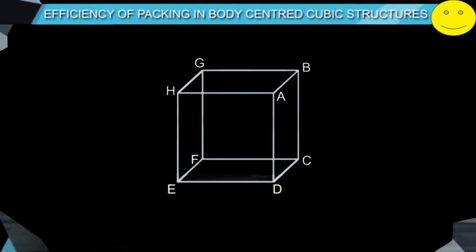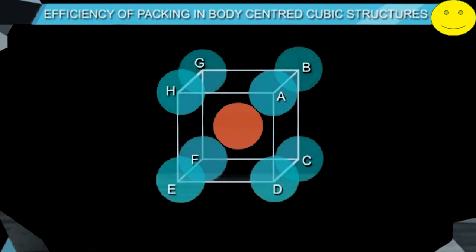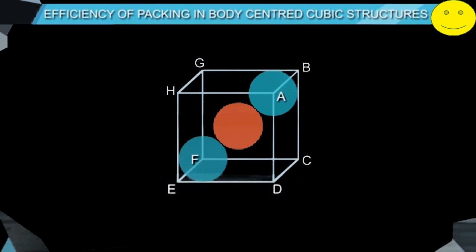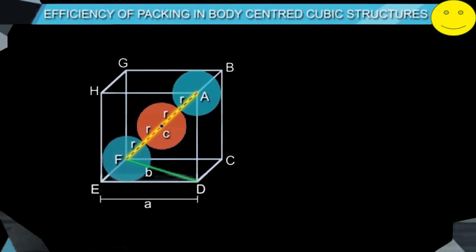Volume of the cubic unit cell, that is A cube, which is equal to 2 square root 2R whole cube. We know that each unit cell in a face-centered unit cell or CCP structure has 4 spheres or atoms. Volume of 4 spheres equal to 4 multiplied by 4 by 3 pi r cube, that is equal to 16 by 3 pi r cube. Now let us calculate the packing efficiency.